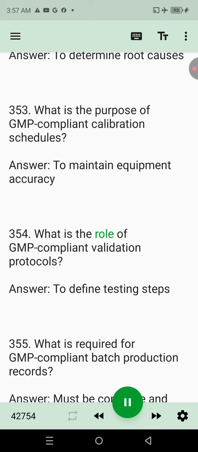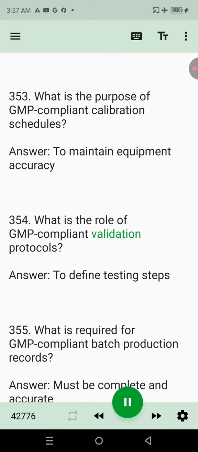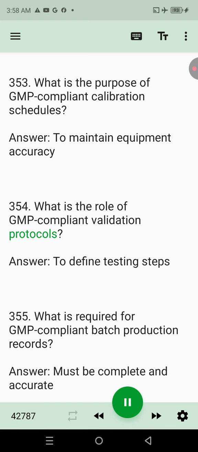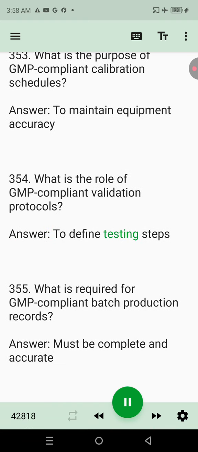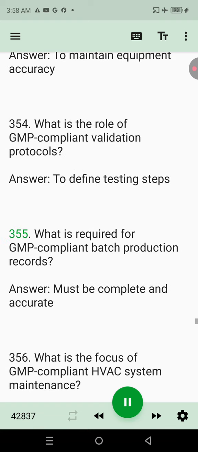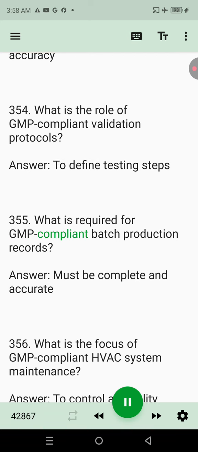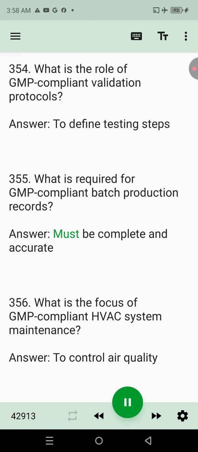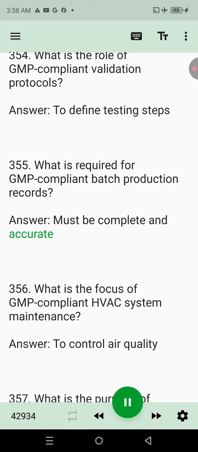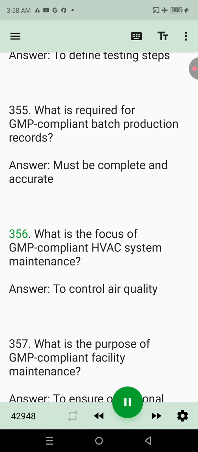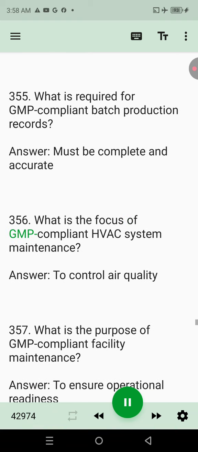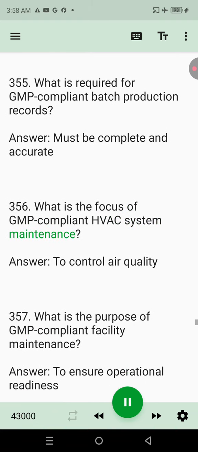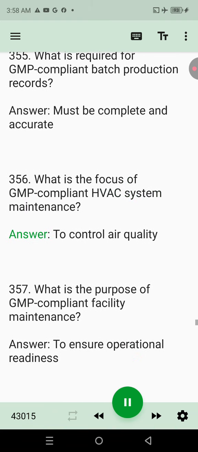354. What is the role of GMP-compliant validation protocols? Answer: to define testing steps. 355. What is required for GMP-compliant batch production records? Answer: must be complete and accurate. 356. What is the focus of GMP-compliant HVAC system maintenance? Answer: to control air quality.